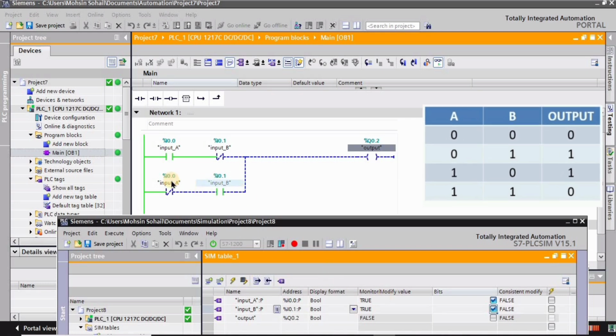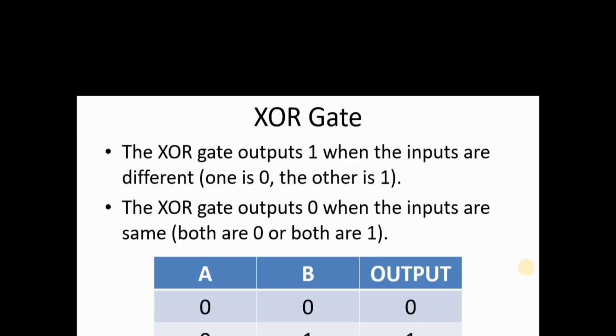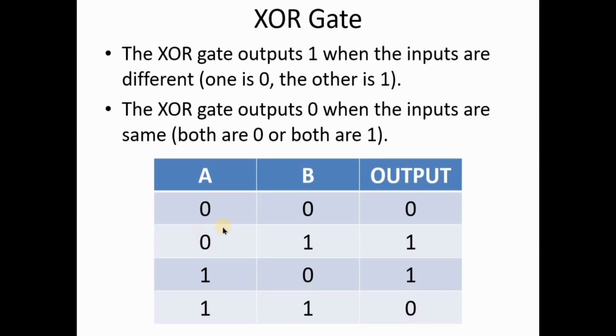And as you can see, the output is low because both of the inputs are the same, both are high. And if I turn off both of these inputs, then again the output will be low because both are the same, both are low. But if they are different, for example input A is high and B is low, the output will go high. And the same for the vice versa case. If input B is high and A is low, because both are different, in this case the output will remain high. And this is exactly what we have learned earlier.